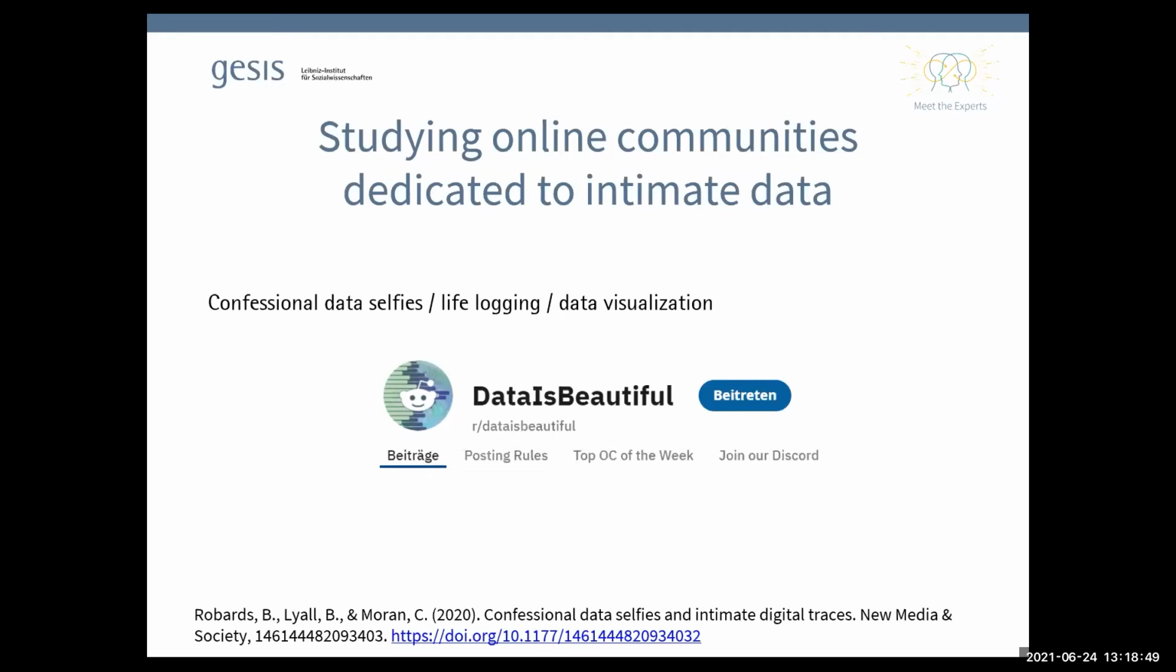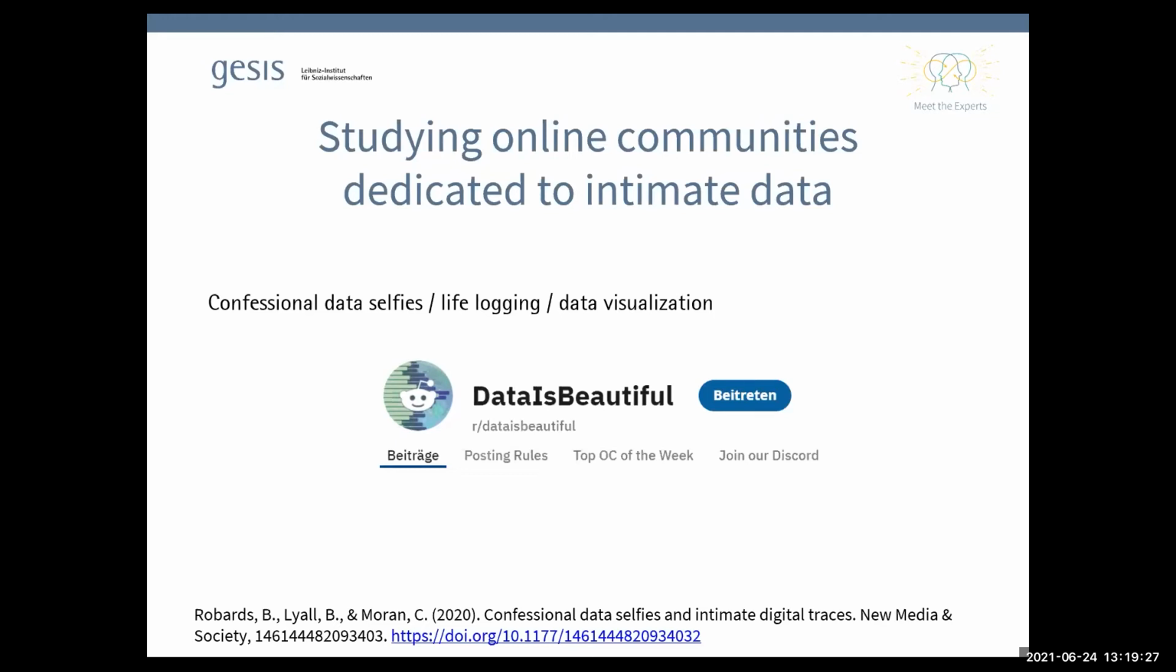So they are studying users of the platform Reddit. That's also a communication platform where people discuss different topics in a forum-like style. And one of the topics there is called Data is Beautiful. So there's a subreddit called Data is Beautiful, in which people who meet in this online space share live logging data, so data they have tracked about themselves, sometimes in nice visualization formats, and the authors call that confessional data selfies.